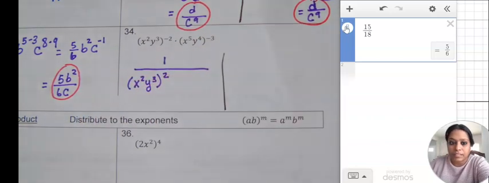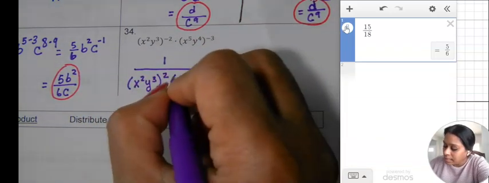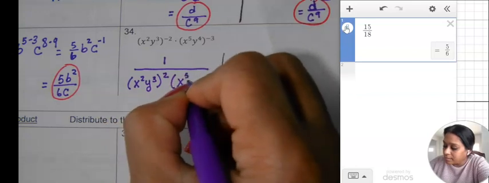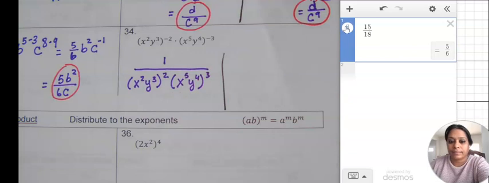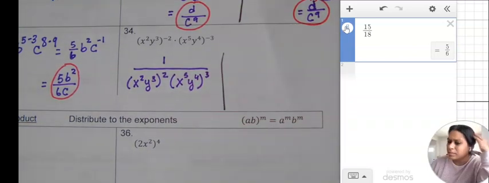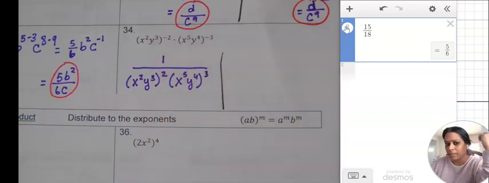And then that becomes a positive 2. And then over here, positive 3. Actually, there's no point in doing the other way because it's going to make it more complicated. I'll just stick with this one.